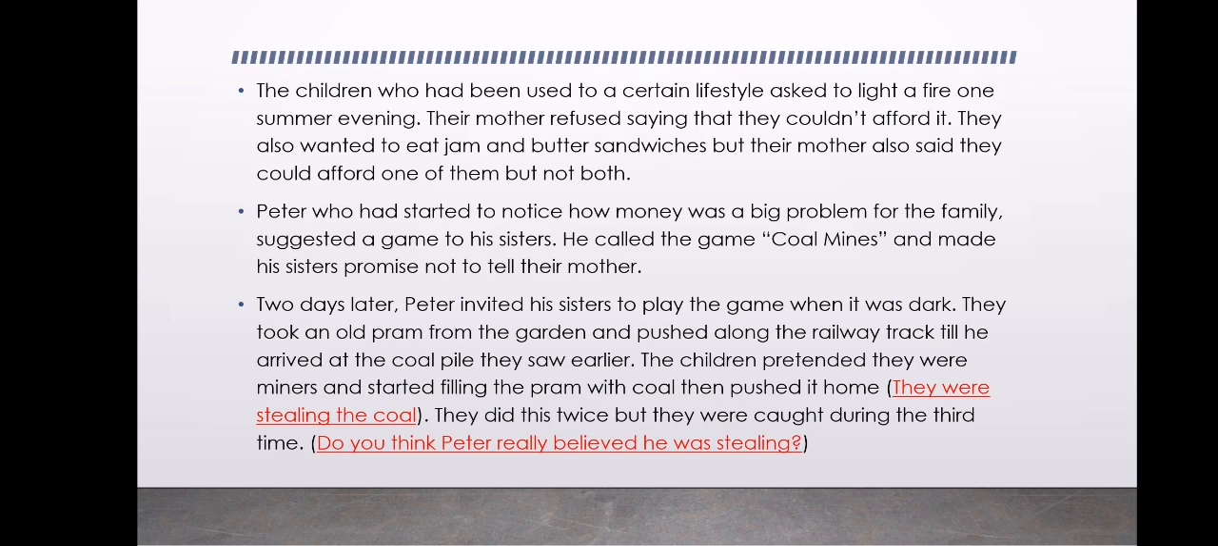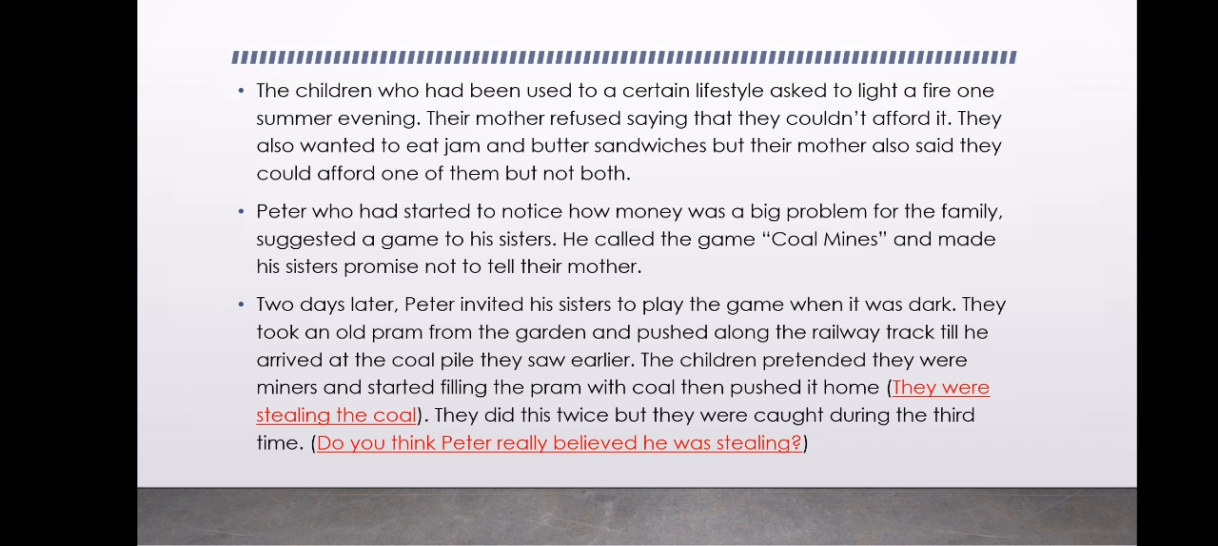Their mother refused, saying that they couldn't afford it. They also wanted to eat jam and butter sandwiches, but their mother also said they could afford one of them, but not both. Peter, who had started to notice how money was a big problem for the family, suggested the game to his sisters. He called the game Coal Mines and made his sisters promise not to tell their mother.